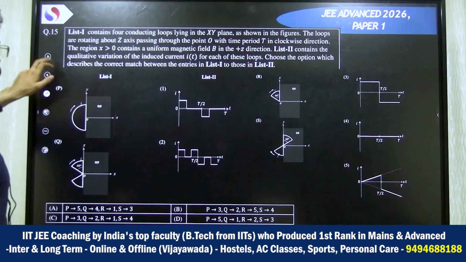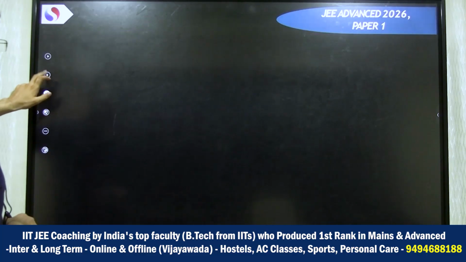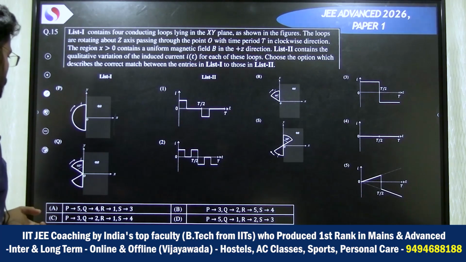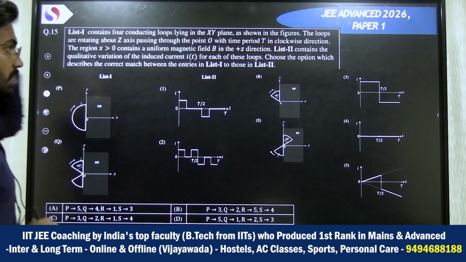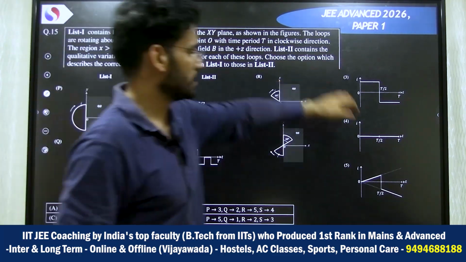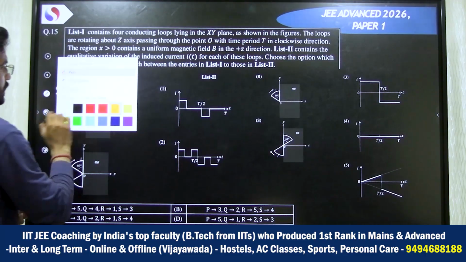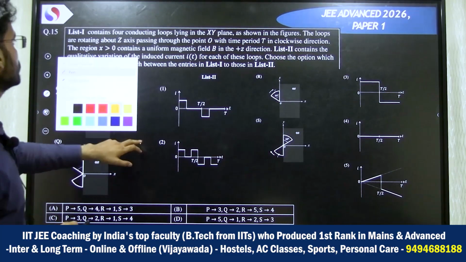Next, one more question is there, and then one more question is there. These both are very easy questions. Now see, P, Q, R, S options are there corresponding to list 2, where 1, 2, 3, 4, 5 options are there. This is also the same, we will do option elimination, but let's read the question.